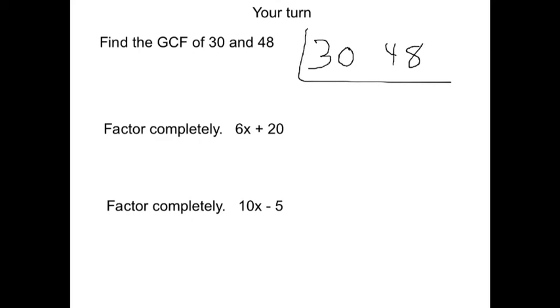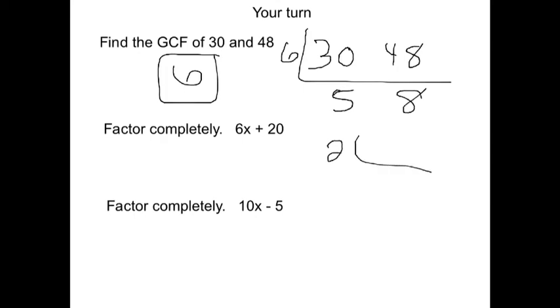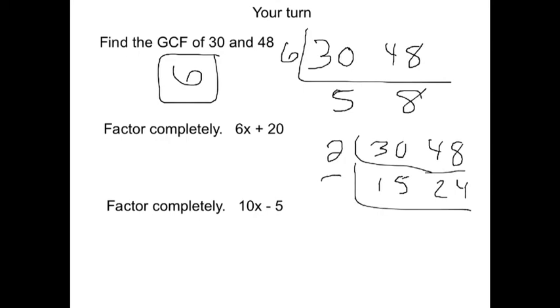So in this case, I know a greatest common factor. I'm just going to go, hey, I know 6. In this case, I get 5 and 8. 5 and 8 don't have any other common factors, so I know that my GCF is 6. If you did 2 for your first common factor, then you got 15 and 24, at which point you should have then done 3 and got the same 5 and 8, but then you would have had to multiply 3 times 2 to get 6.